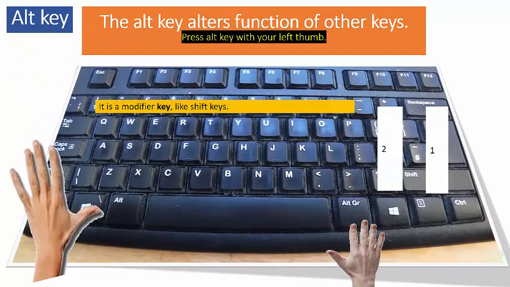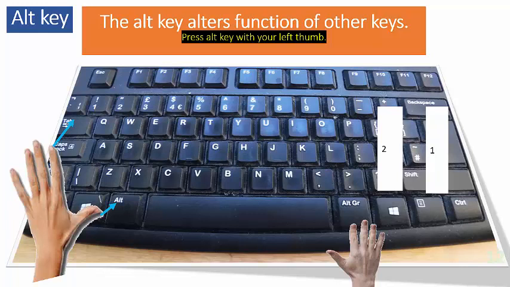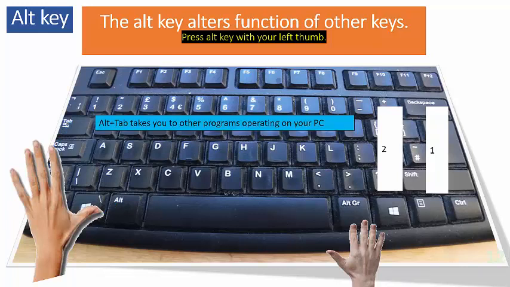The Alt keys. Press Alt with your left thumb. It is a modifier key, like the Shift key. When you press the Shift key, it changes all the lowercase letters to uppercase. When you press the Alt key, it changes what other things are doing. So, if I press Alt Tab, it takes you to other programs operating on your PC.